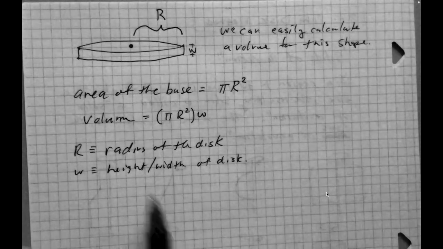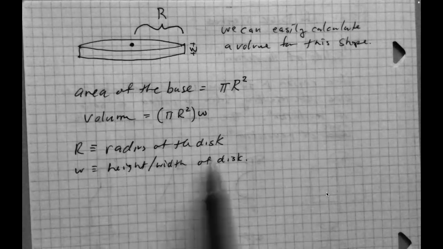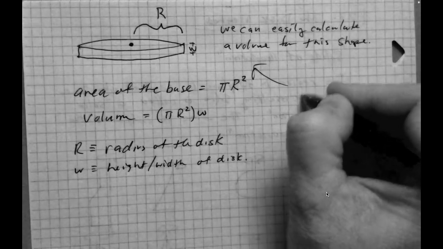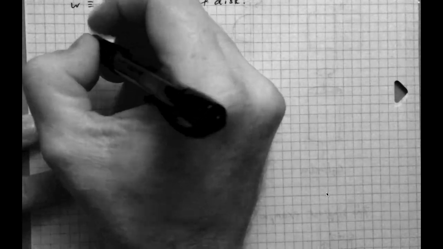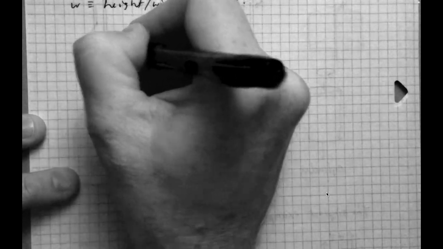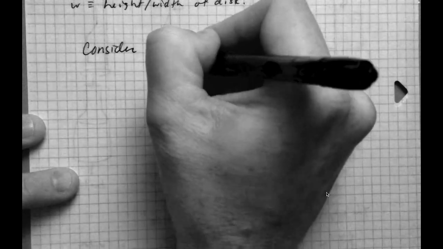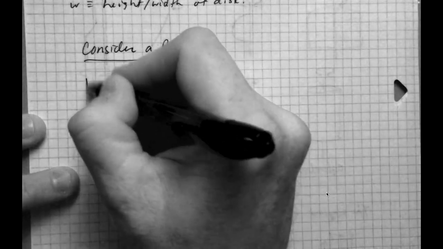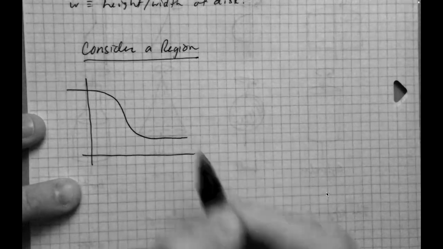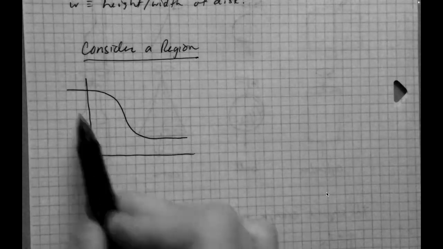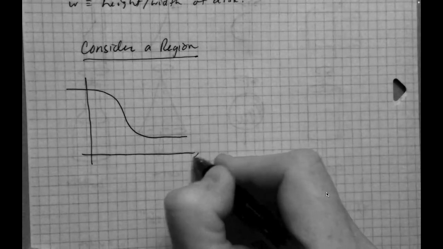Okay, so now let's keep this in the back of your mind, sort of file this away for a moment, and come back to it. But I want to shift to just an arbitrary region, and we're going to see how these ideas connect. So consider a region. Okay, and we're just going to keep it simple. It's going to look like this. And this is going to be some function here of x in this case.